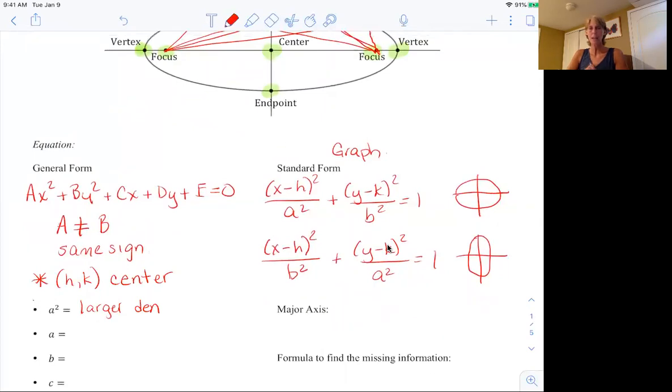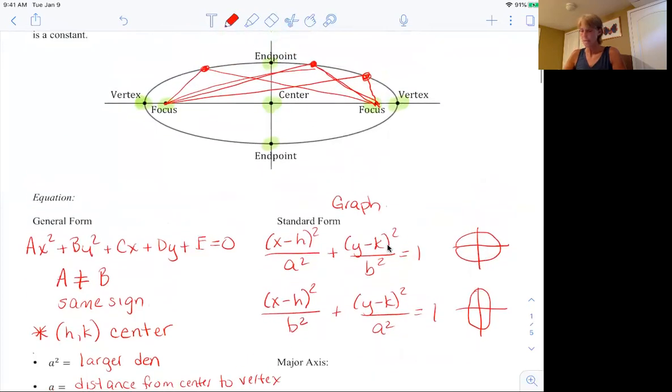Now, our a value, or the square root of a squared, is going to be the distance from the center to the vertex. In other words, if I'm on graph paper, it's the number of boxes I count to get from my center to my vertex. This is going to be a.